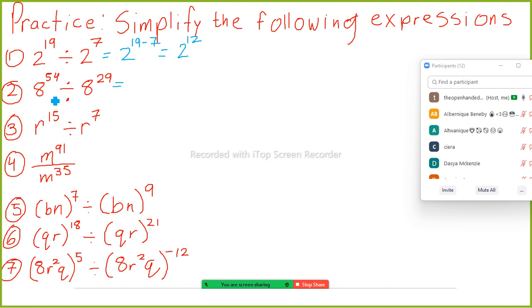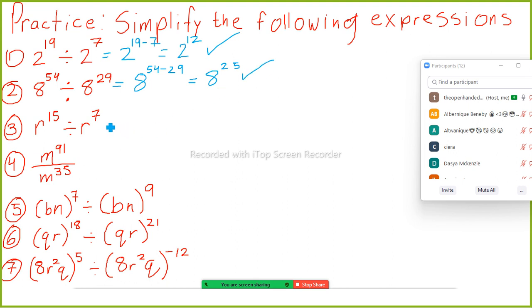Next up, Albanique. What did you get for number 2? 8 to the power of 25. Excellent. That's absolutely correct. So we have 8 to the power of 54 minus 29, and 54 minus 29 is definitely 25. So that's correct as well. A perfect application of the rule.